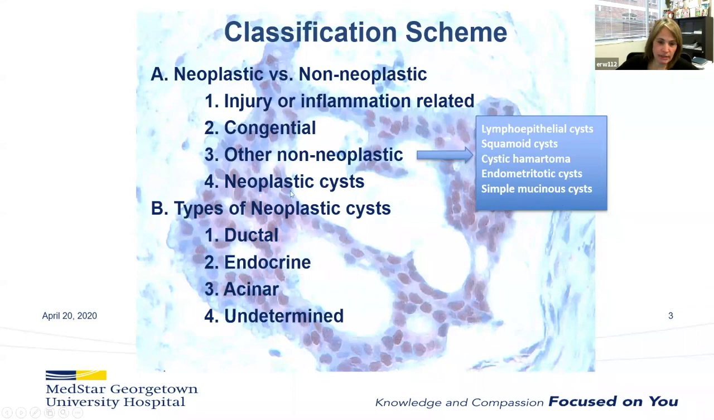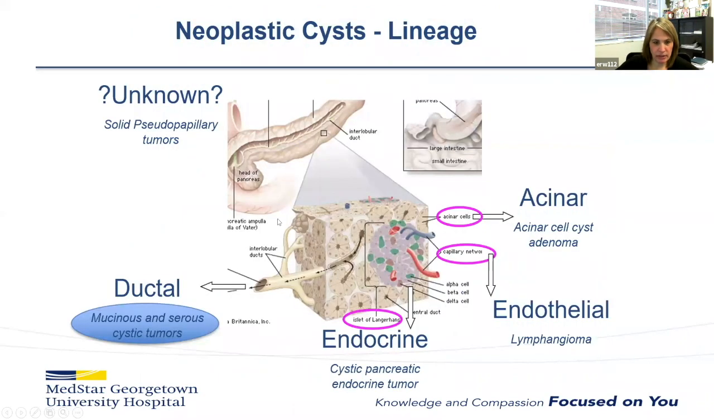And then finally, the presence of neoplastic cysts that can be broken down into these categories, I think best illustrated when you think about the pancreatic system and parenchyma as a unit. Obviously, the neoplastic cysts are these mucinous cysts, and obviously the serous cystic tumors also come from the ductal system. We're really not going to be talking today about the solid pseudopapillary tumors, cystic pancreatic endocrine tumors, lymphangiomas, or acinar cell cystadenomas. So we'll focus on these as we did before.